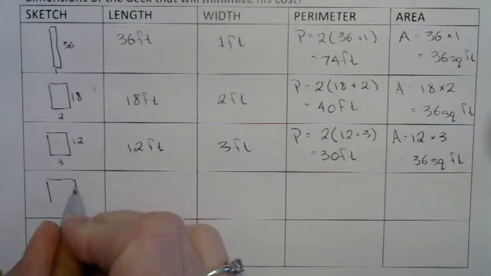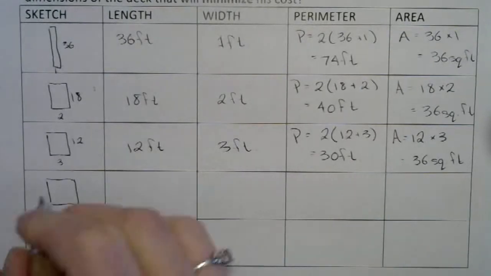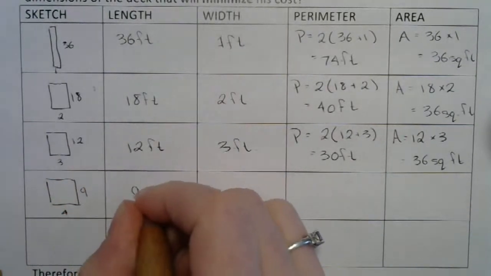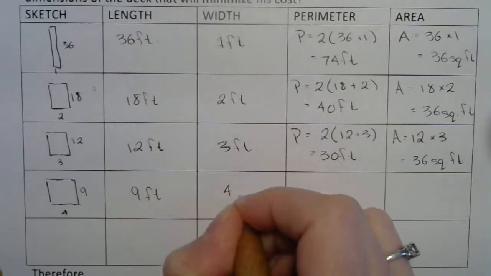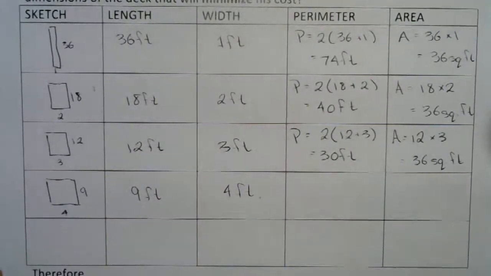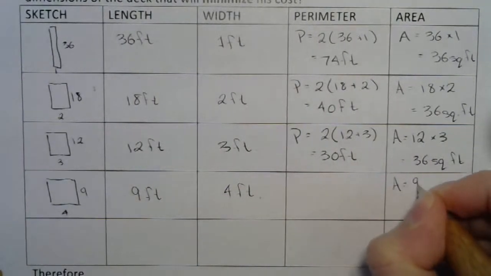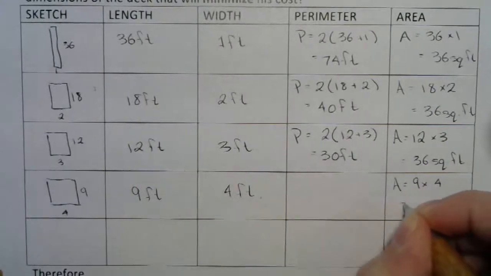36 can also be divided by 4. So if I have a width of 4, now I've got 9. A 4 by 9 also gives us an area of 36 square feet.